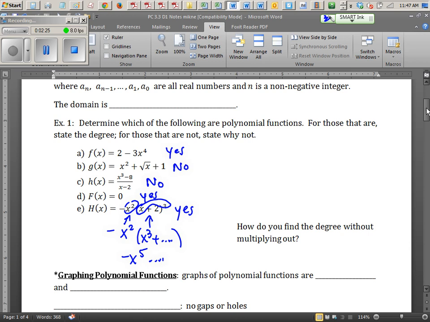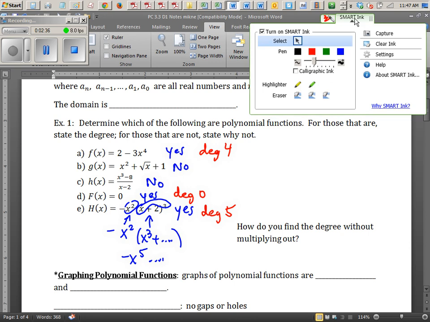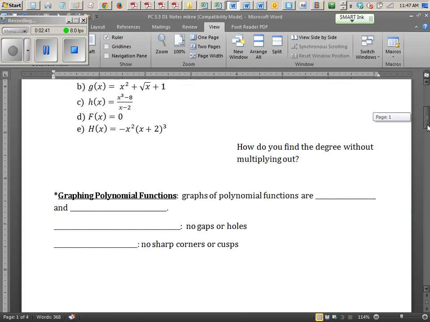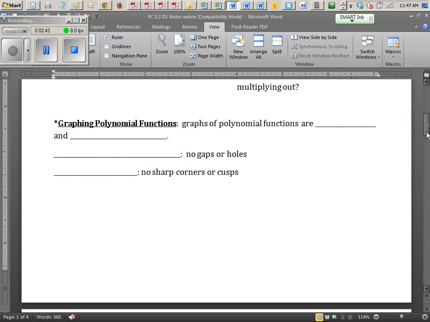Okay, so the ones that were yes, we're supposed to put a degree. And so for the degree, this is a degree 4, this is a degree 0, and this is a degree 5 polynomial. Hopefully you already wrote all this down. Okay, and then we were just talking about what it means to be continuous and differentiable. Two very important words. And I need to say a little bit more about these things, okay?